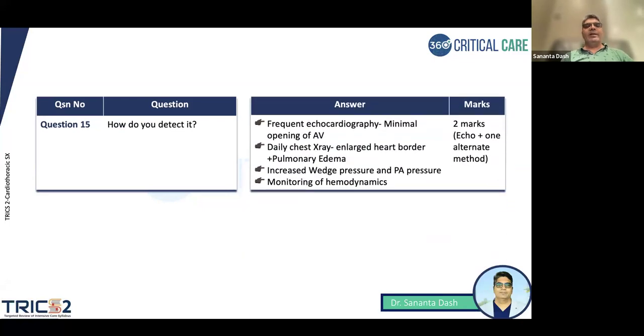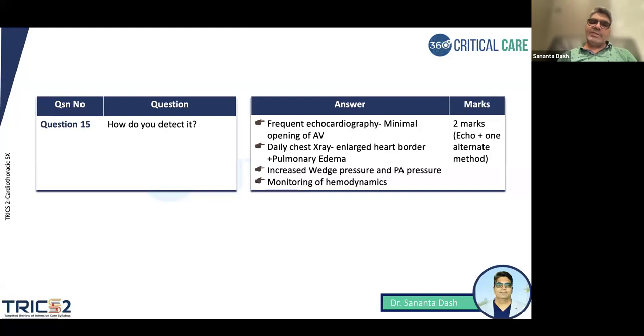All right. Now, how do you detect it? This is an important question. Frequent echocardiography, depending on which center you are working in, can detect it, showing minimal opening of the aortic valve, nothing flowing forward. That's why the LV gets distended. Even the daily chest X-ray can be helpful because you can see the enlarged heart border with signs of pulmonary edema because of the back pressure.